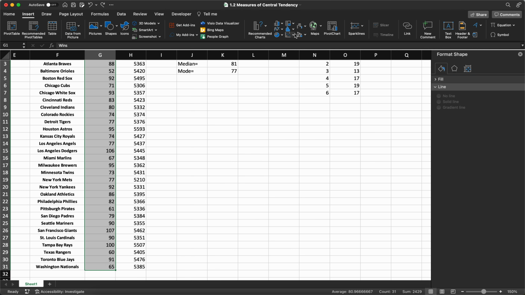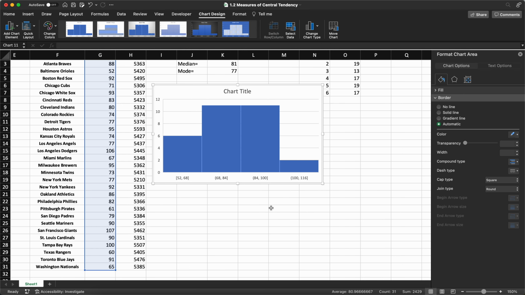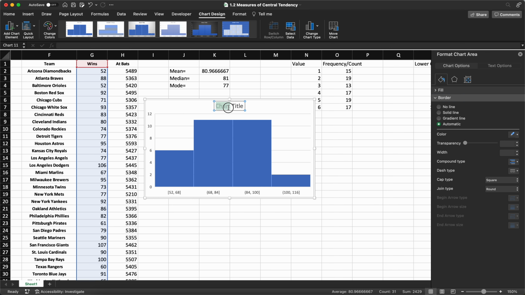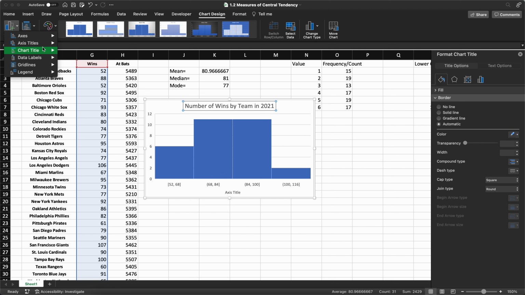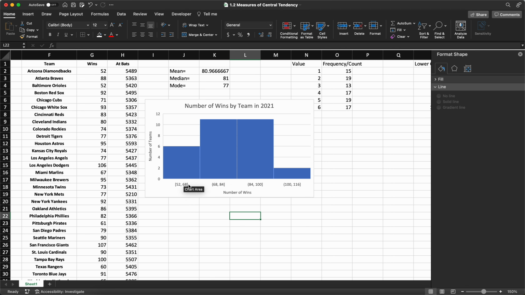Now, I don't have to take the word of the mean and the median. I can look at the data set itself. Remember, this was number of wins by team in 2021. And this is just good review. This was number of teams. This was number of wins. The more times we look at these things, the more sense it'll make.